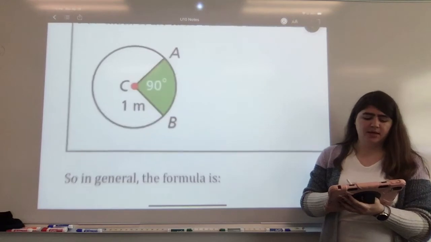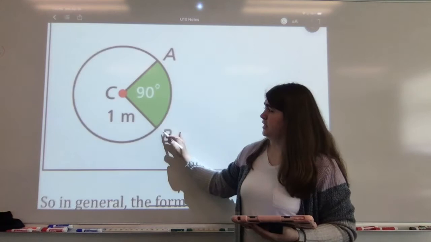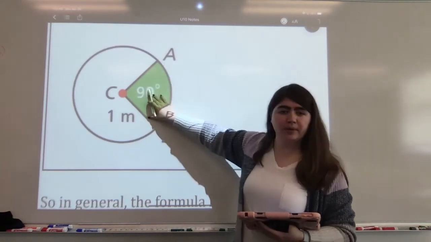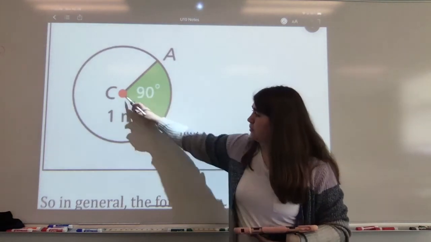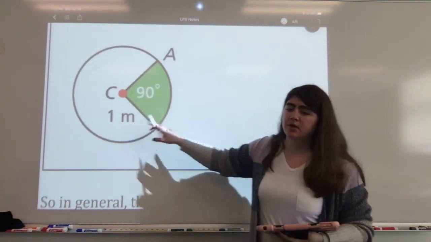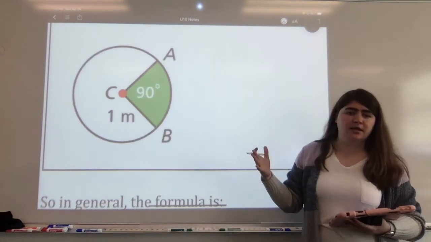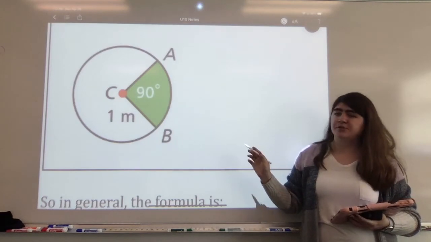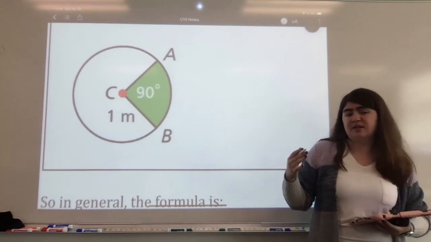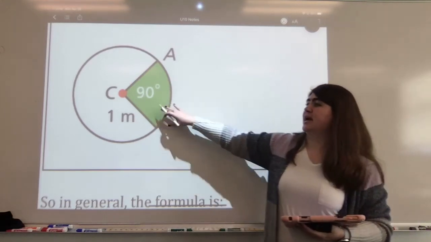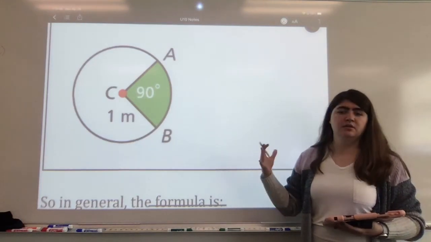So if I zoom in on this circle, I have ACB is shaded in green, and it says that it is 90 degrees in measure, and our radius is 1 meter. So if I'm trying to find how much of the region is shaded, then I need to think about how many degrees are inside of a circle altogether. And a circle altogether has 360 degrees. So that means that 90 out of my 360 degrees is shaded.